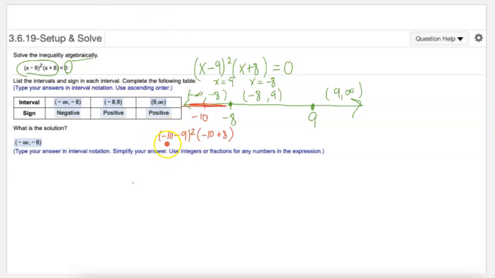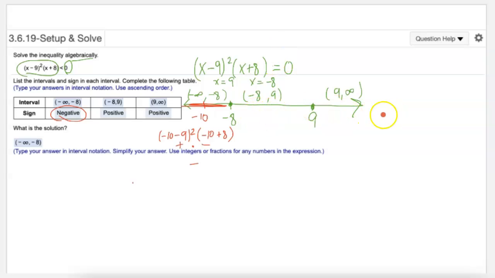And really, you don't have to worry about the actual numerical answer so much as the sign of the answer. So I know that this expression will be negative, and a negative squared is positive. And I know that this expression, this piece, will be negative, and a positive times a negative is also a negative. So that tells me that for this interval, the sign is negative, and that has been marked here.